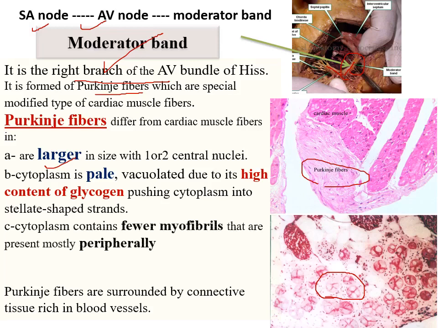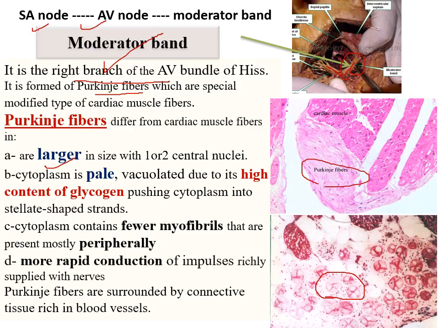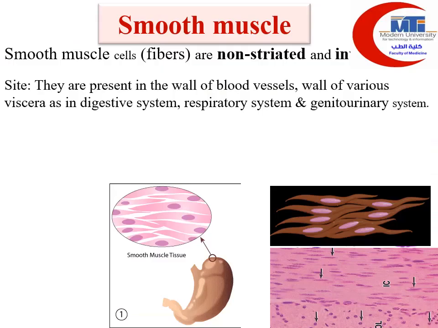So the moderator band is formed of Purkinje fibers. The fibers are larger in size, have more glycogen, and have few myofibrils. It is responsible for rapid conduction of the impulse.